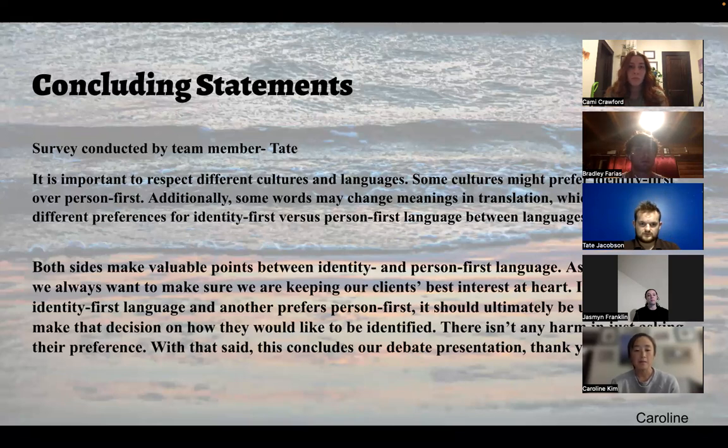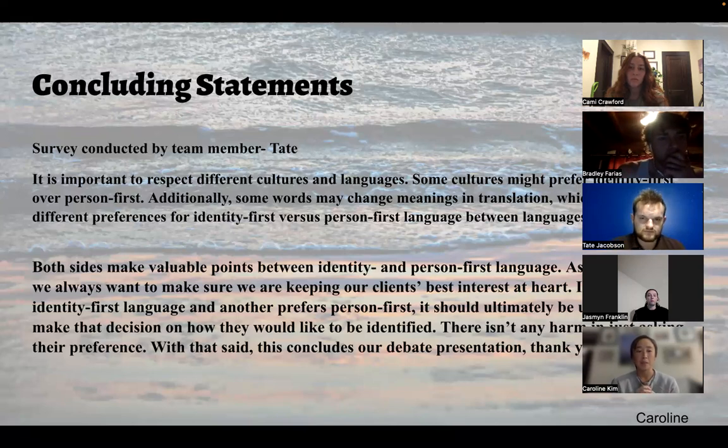Both sides make very valuable points between identity and person first language. And as professionals, we always want to make sure we are keeping our clients' best interests at heart. So if a client prefers identity first language and another prefers person first, it should ultimately be up to them to make that decision on how they would like to be identified. There isn't any harm in just asking their preference. I think we should really honor what they prefer, despite what our professional biases may be.